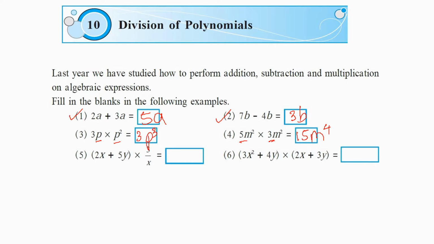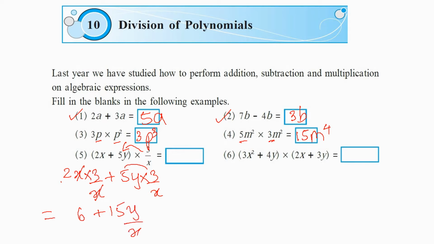Similarly, when you multiply 2x plus 5y multiplied by 3 upon x, you'll have to multiply the 3 upon x inside the bracket. So first you'll have 2x into 3 upon x plus 5y into 3 upon x. Substituting and rearranging this, x will get cancelled and you'll be left with 6 plus 5 multiplied by 3 will give you 15y upon x. So this is the answer.